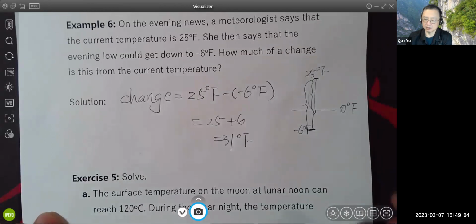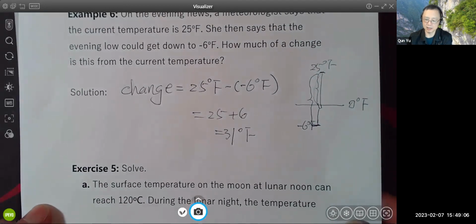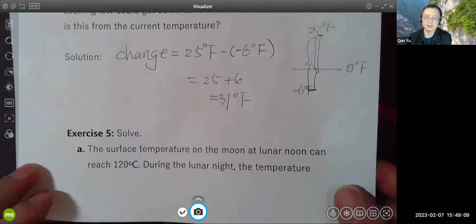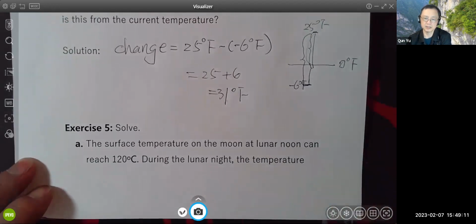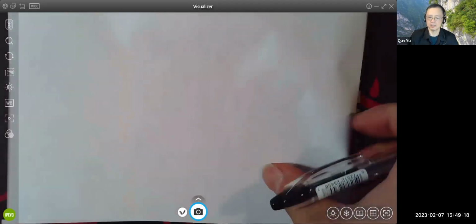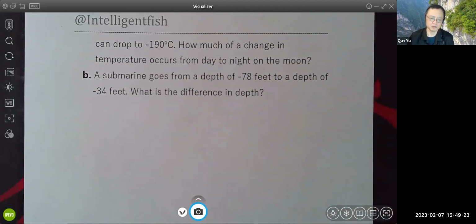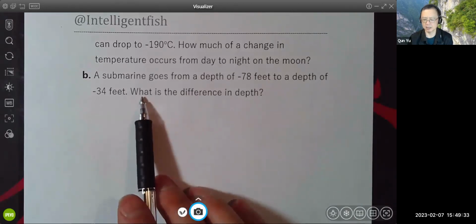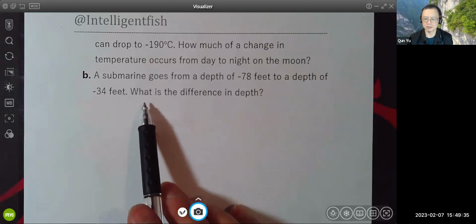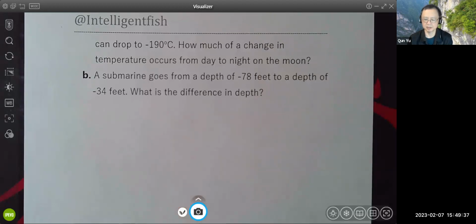And you have the last set of exercises, two of them, A and B. This is A, very similar temperature, but this time in Celsius. It dropped from 120 degrees Celsius to -190 degrees Celsius, and they ask you the change. And B is very similar. Instead of temperature, this is about the depth of a submarine.